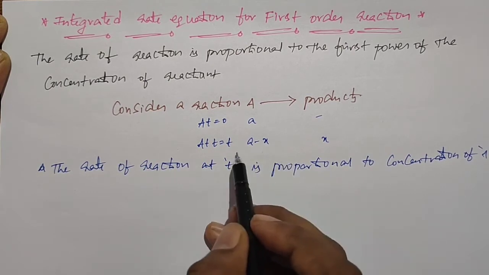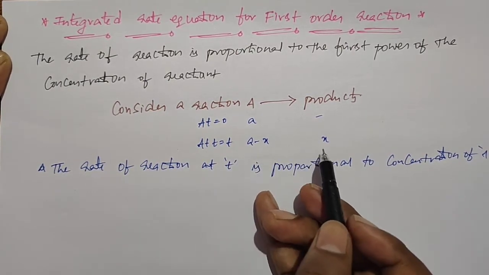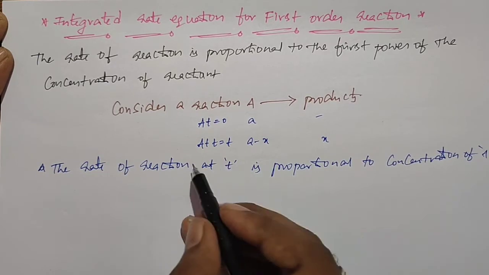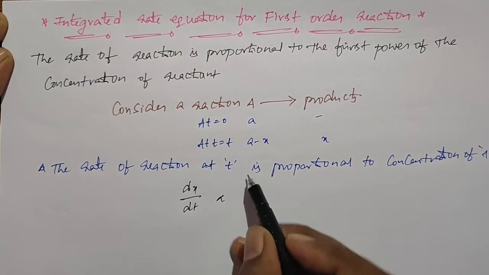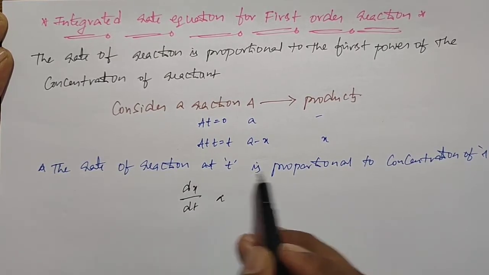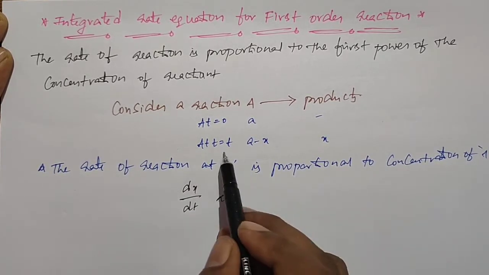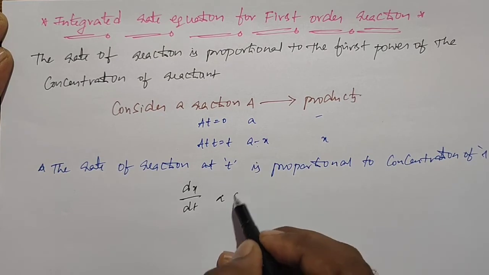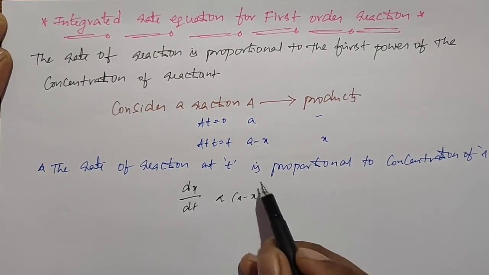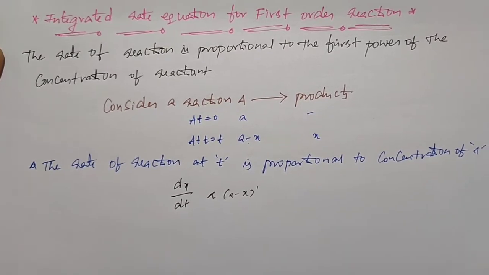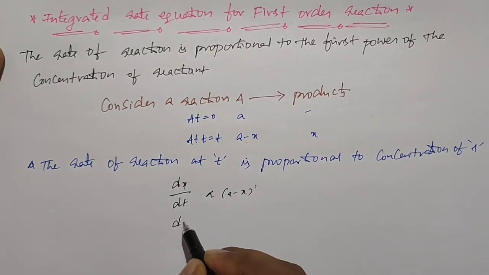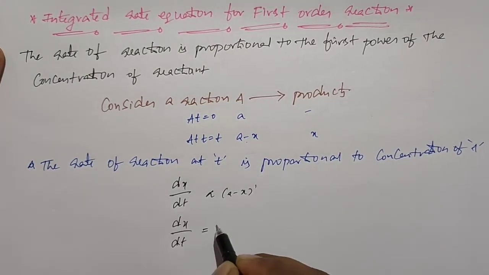Based on this, I take the derivation. At time t, the change in concentration of reactant A is x moles. So the rate dx by dt is directly proportional to the concentration of A. At time t, the concentration of A is a minus x, so (a minus x) whole power 1. Why? Because it is a first order reaction. To remove the proportionality, I add a constant, that is k. So we get dx by dt is equal to k into (a minus x).